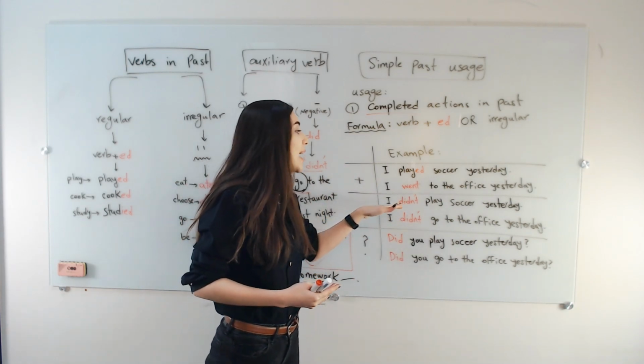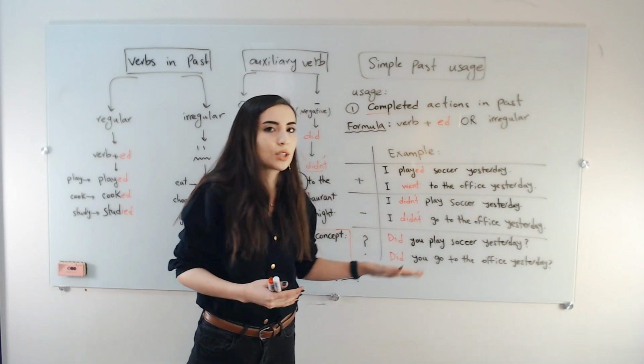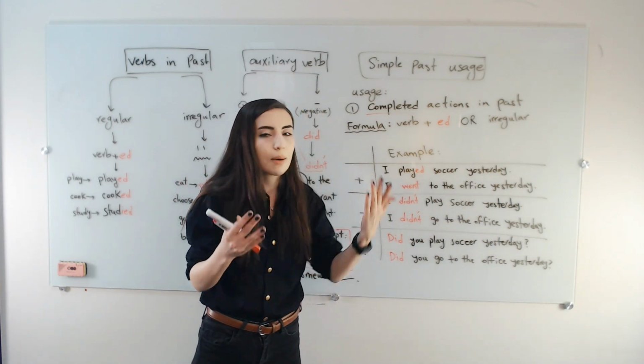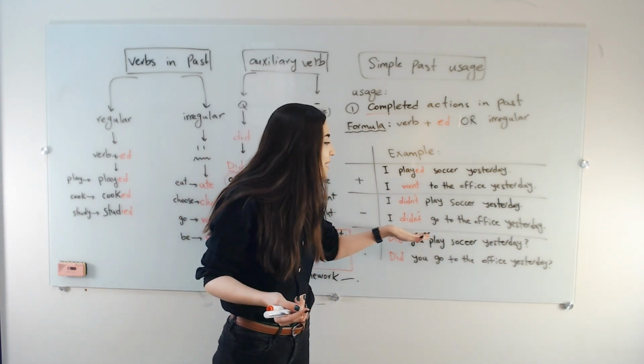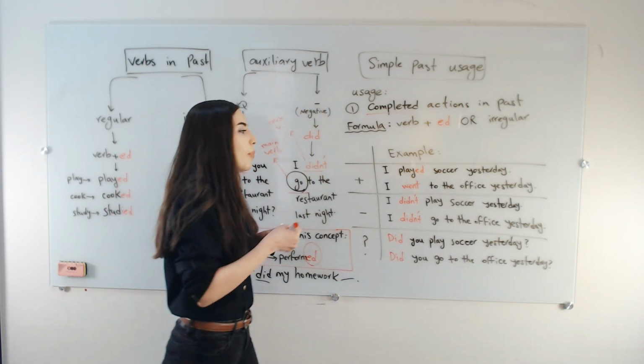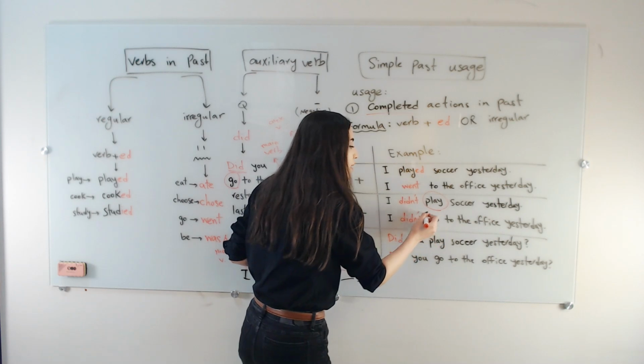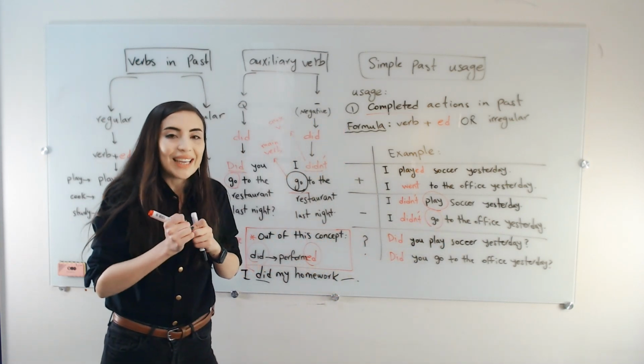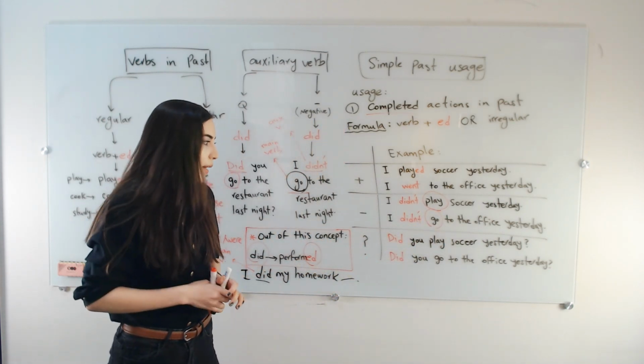As you see, I didn't play soccer yesterday. I didn't do something yesterday. I didn't go to the office yesterday. Again, you see that in both cases, we use the verb in the simple form, okay?